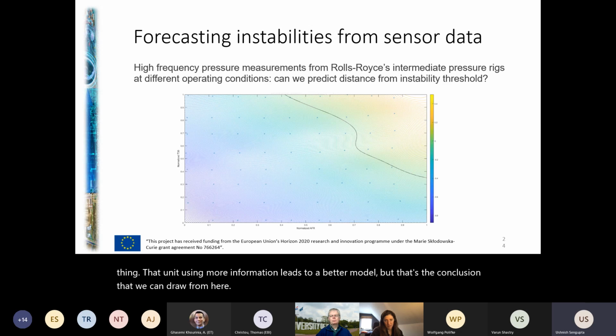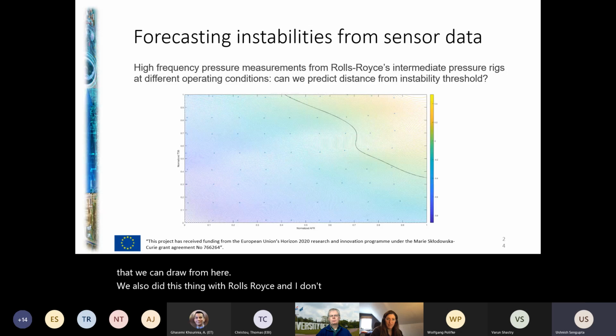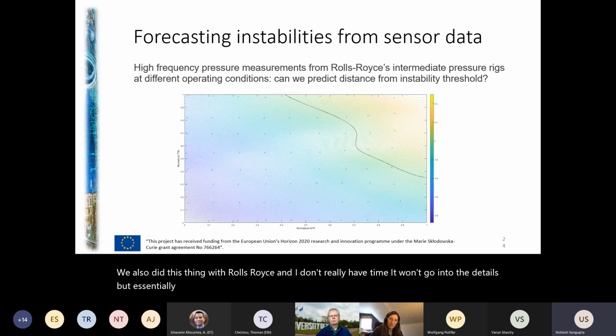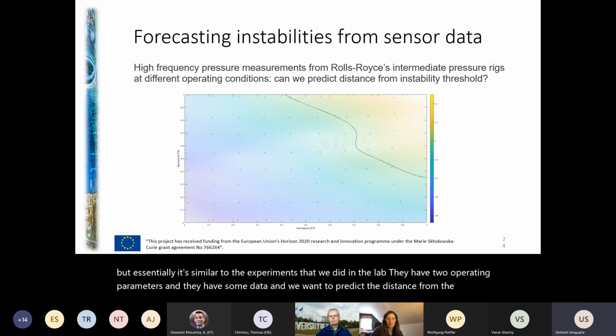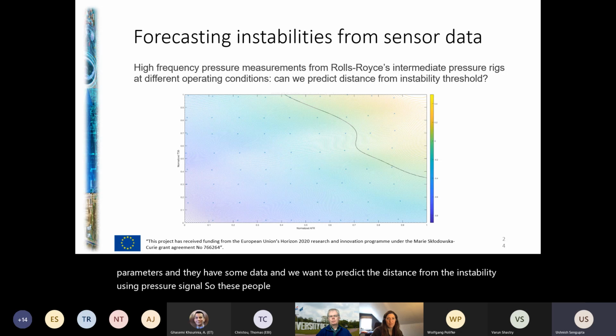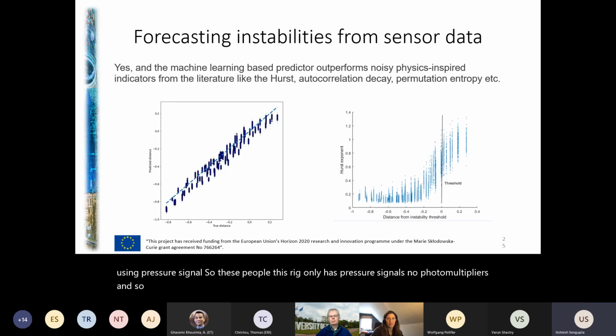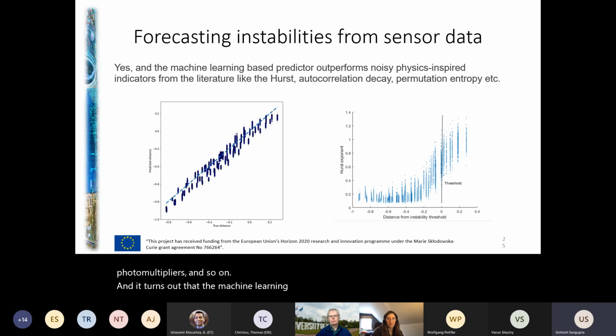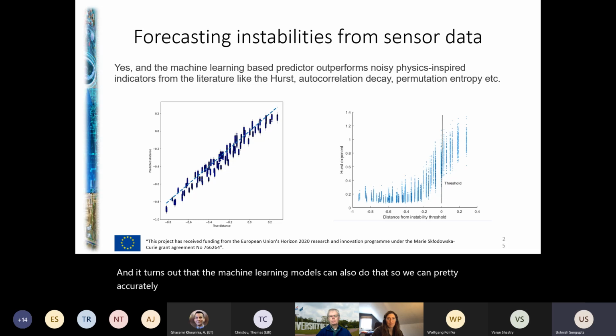We also did this with Rolls-Royce, and I don't really have time to go into the details, but essentially it's similar to the experiments that we did in the lab. They have 2 operating parameters, and they have some data, and we want to predict the distance from the instability using pressure signals. This rig only has pressure signals, no photomultipliers and so on. It turns out that the machine learning models can also do that, so we can pretty accurately predict the distance from the threshold. And it also turns out that the exponent, permutation entropy, and so on, as we found in the lab, are very noisy, and they're not very useful for predicting the actual threshold of the instability.